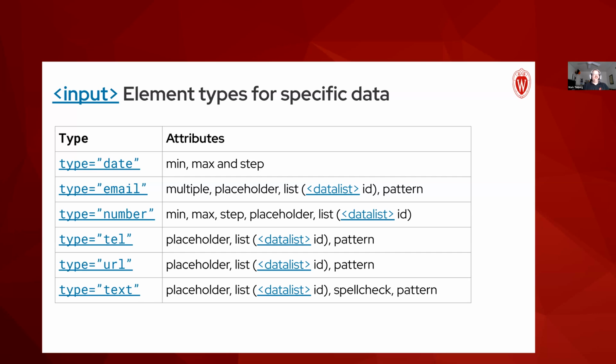Numbers, I think we've used or have existed for a while, but telephone numbers, that's a separate type that exists, and it will do some basic validation that something looks like a telephone number, as well as URLs, and then text we've talked about.